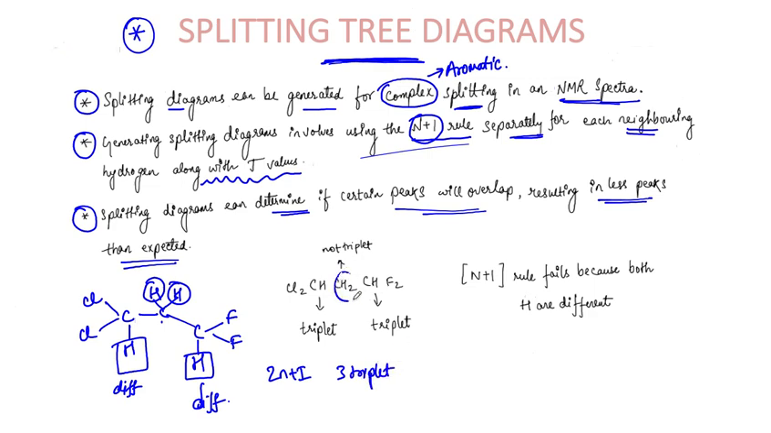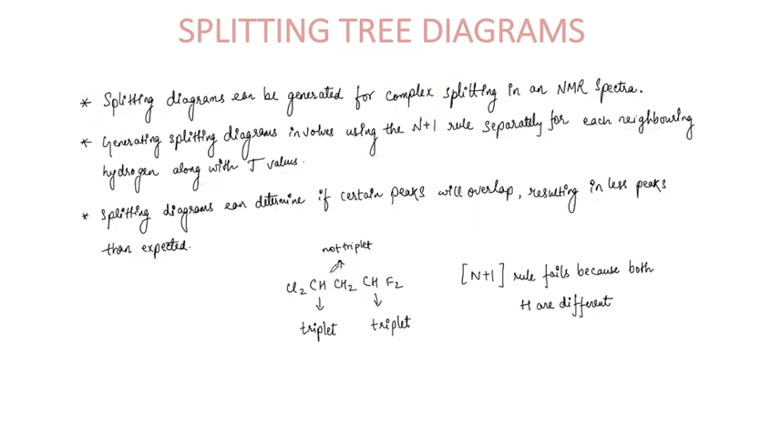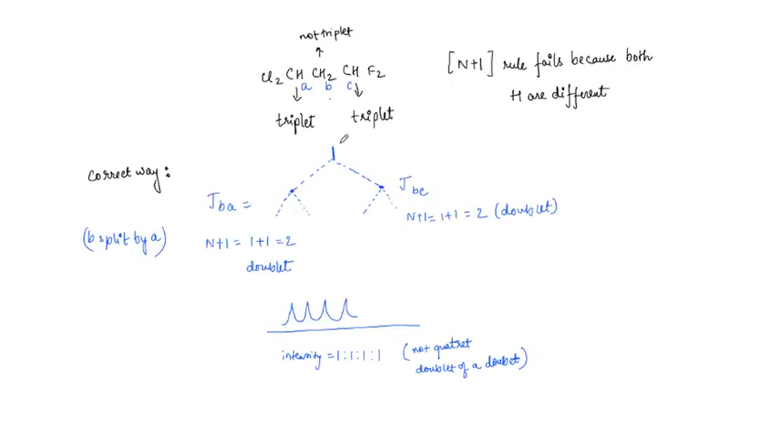So this one might have been a triplet if we had this molecule CHF2, with Cl2 over here. Now it is going to be a triplet because both of these hydrogens are the same, so they are going to split the CH2 into a triplet. But over here they are not a triplet. So if it is not a triplet, then what is it going to be? Let's check it out.